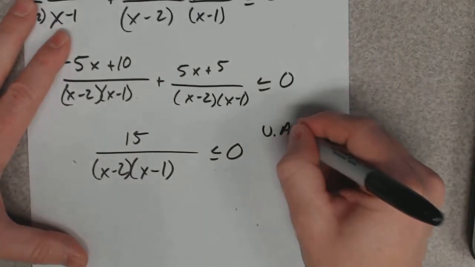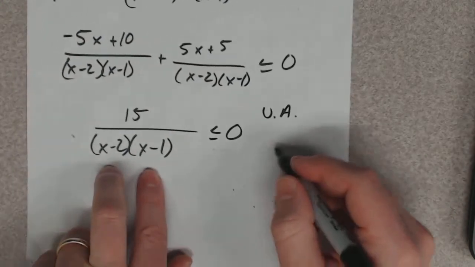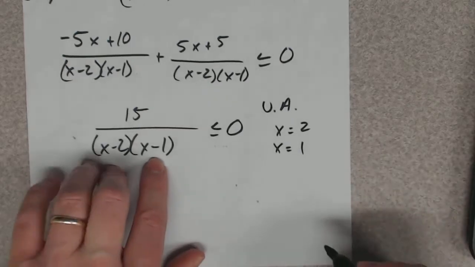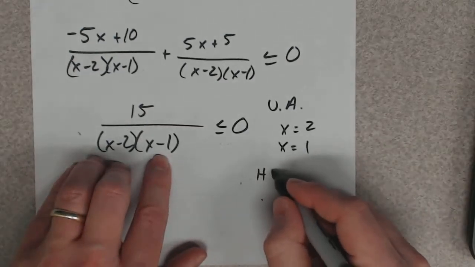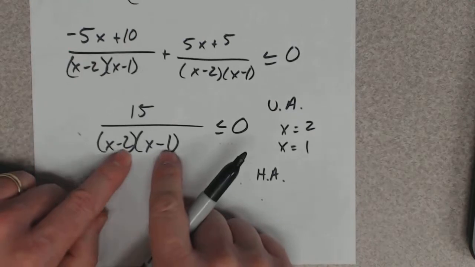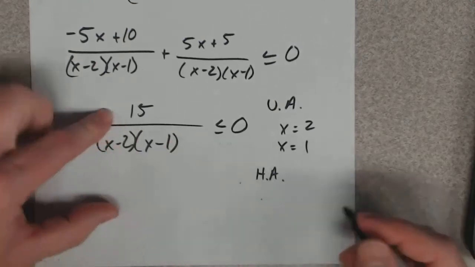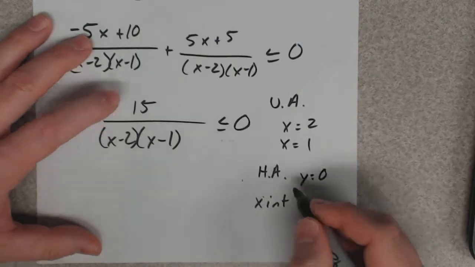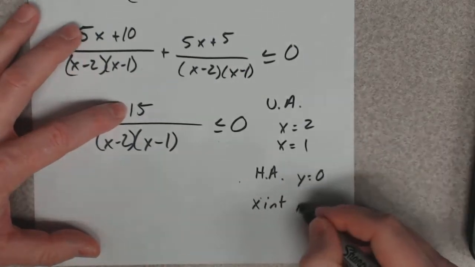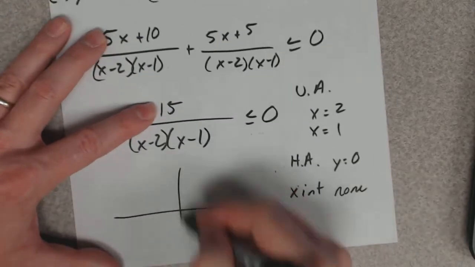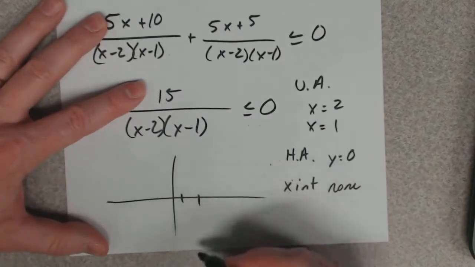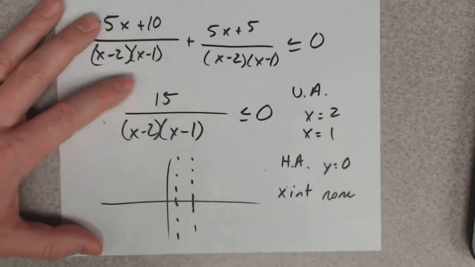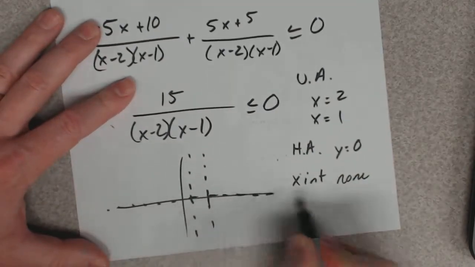Your vertical asymptotes. So this is why you don't need to multiply this out. X equals 2, X equals 1. You just set the bottom equal to 0. Your horizontal asymptotes, well, the degree of the bottom is 2, because there's 2 factors, right? Degree of the top is 0. Y equals 0. Your x-intercepts, you can't set the top equal to 0. It's always 15. So x equals 2, x equals 1. Horizontal asymptote at y equals 0.